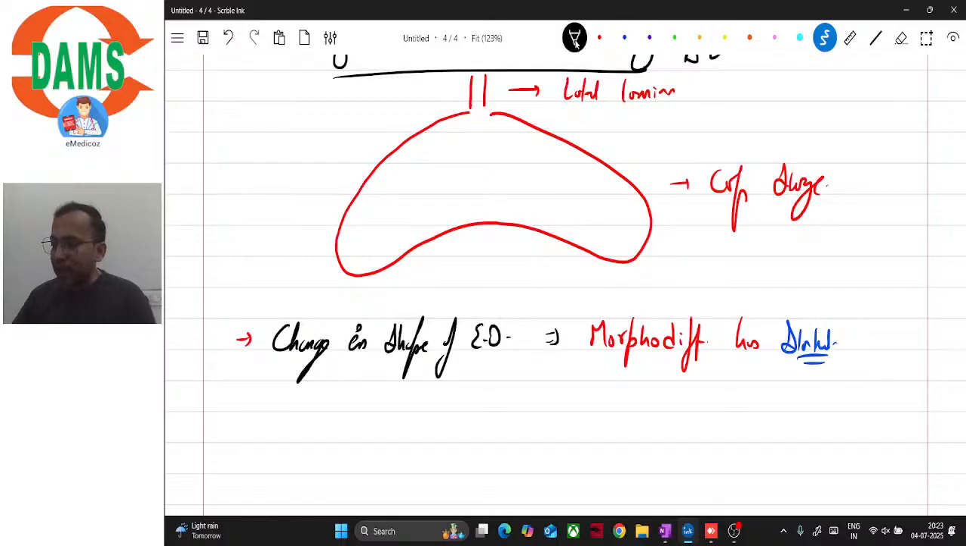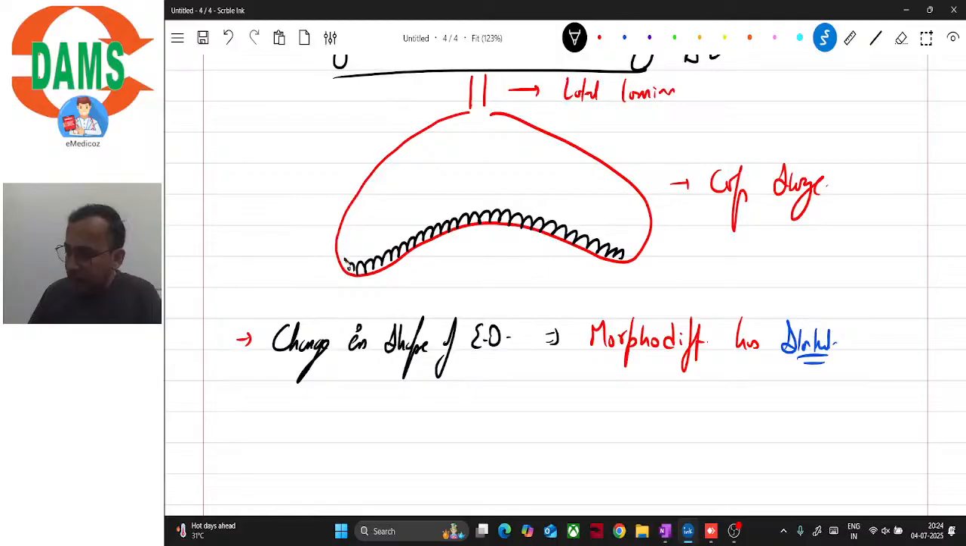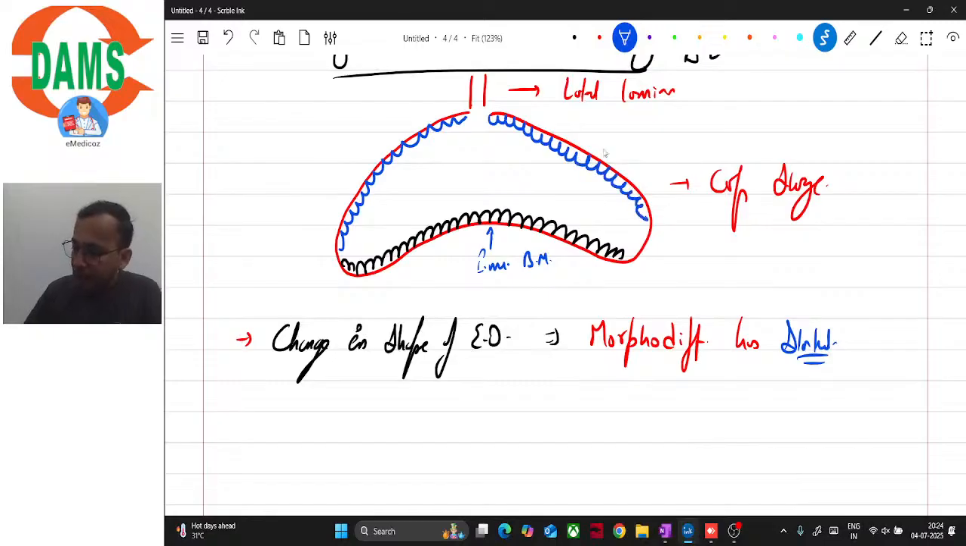Also, what else we can notice is that now we have different cells. There is a particular cell that is lining the inner basement membrane. Then another type of cell lining the outer basement membrane, right? And then there are some star-shaped cells.